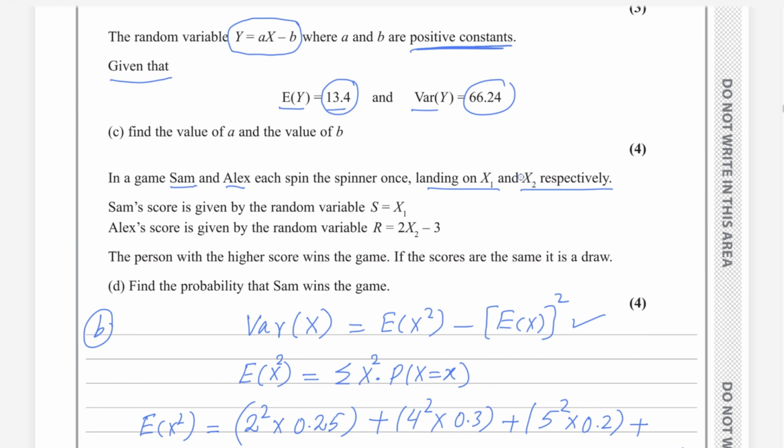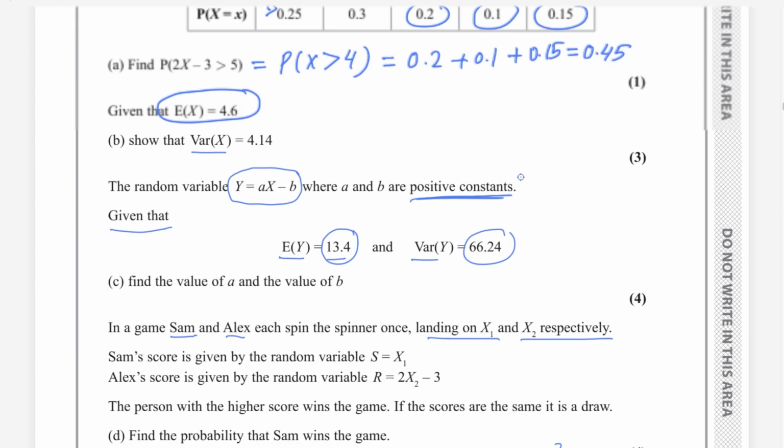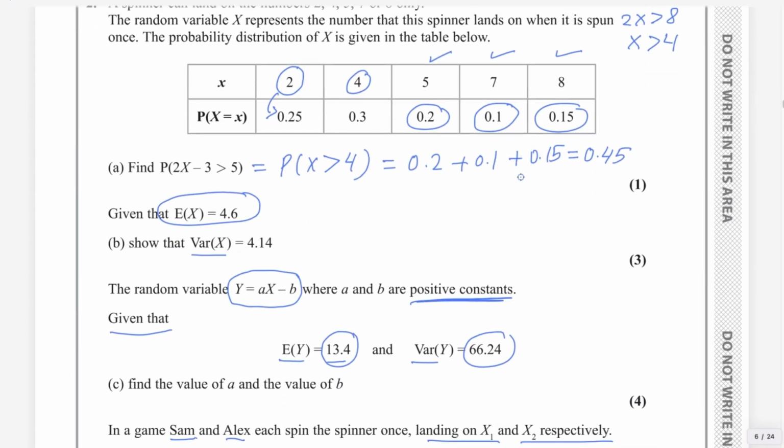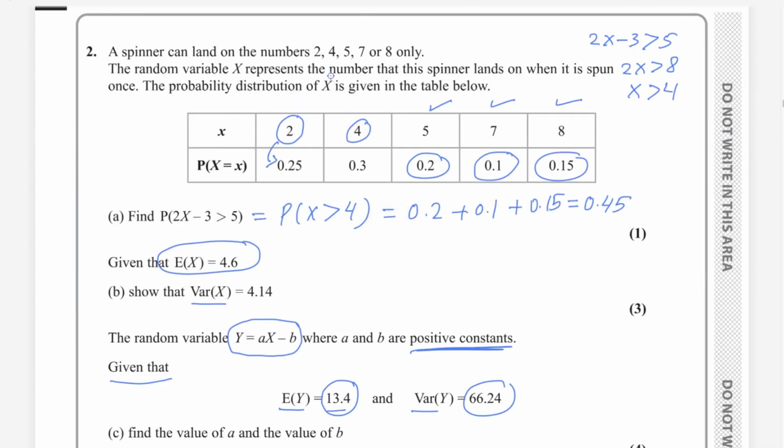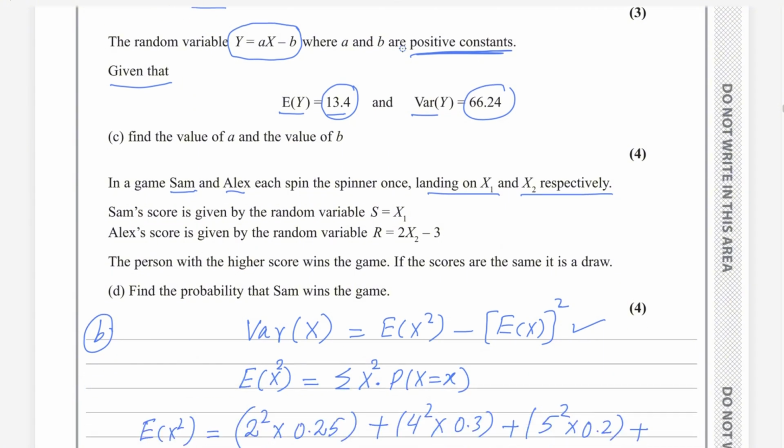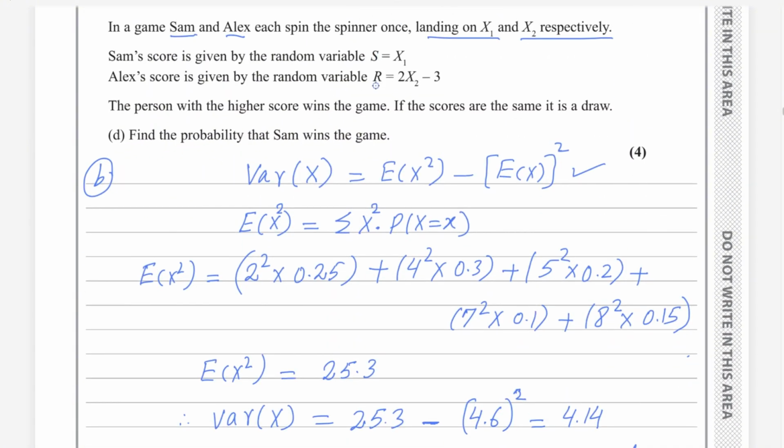For sure, on these two spinners, the numbers are the same. What is given in the beginning of the question? Sorry, this one: 2, 4, 5, 7, 8. So these numbers are written on each spinner for X1 and X2: 2, 4, 5, 7, 8. And S and R are the scores for Sam and Alex.